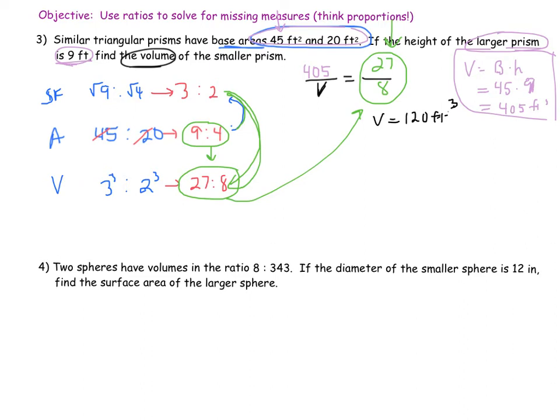Instead of calculating the volume of the larger prism, I'm going to find the height of the smaller prism using my 9 as my height. So I'm going to make a proportion with heights instead of volumes. I'm looking for the height of the smaller prism, and I know the height of the larger prism is 9. That was given information in the problem. 9 feet. I'm looking for the height of the smaller. Now if I'm comparing heights, I'm going to have to use my scale factor ratio, and my ratio over here is therefore going to be 3 to 2.